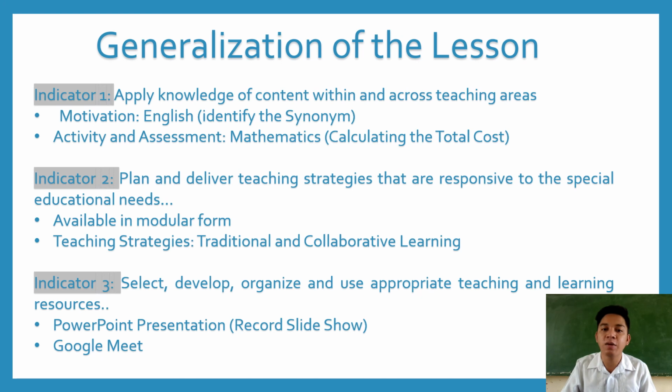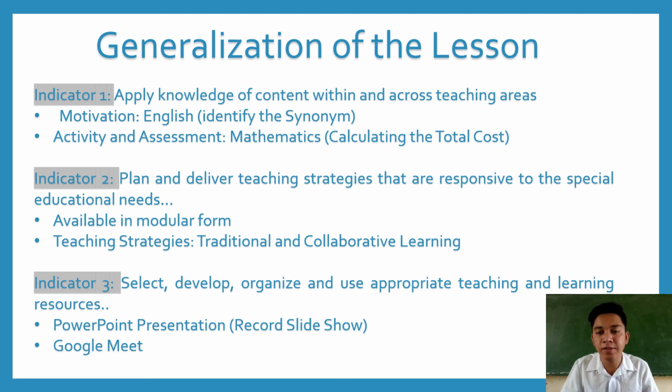So for the activity, they were also tasked to solve the total cost of the item. So they were given time to identify the total cost using quantity and unit cost. So they calculated the unit cost and quantity to obtain the total cost. So that's related to math, right? Okay, for indicator 2, plan and deliver teaching strategies that are responsive to the special needs of learners in difficult circumstances. So for those learners who cannot go online, they can use the modules, the activity sheets that I made. So they can answer the activity and the assessment as well as the content of the discussion. They are there already in their modules. So if they cannot go online, they can just browse their modules and answer it. So that's useful for them.